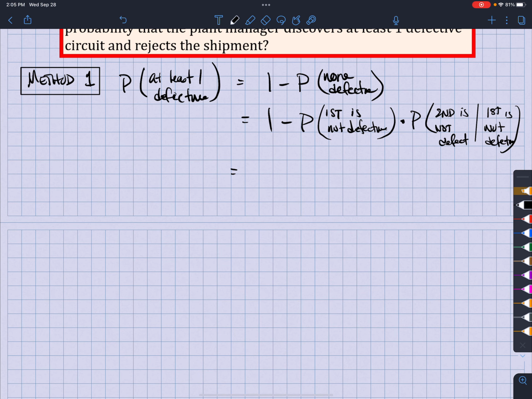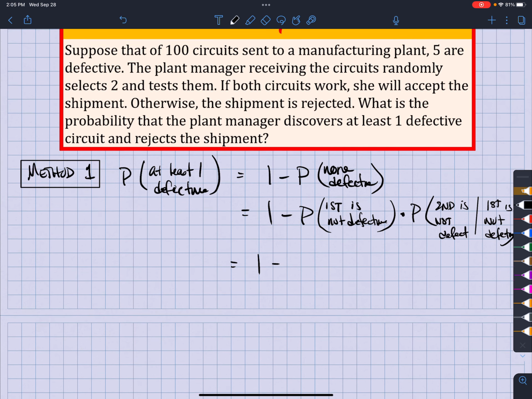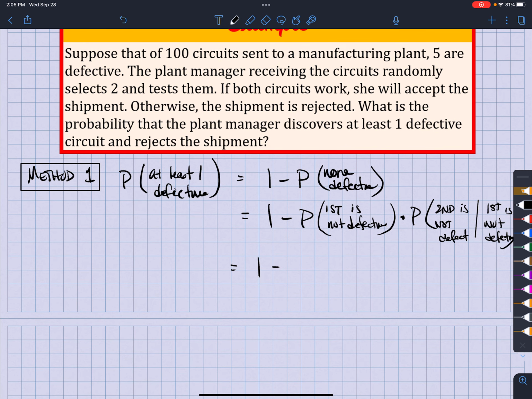So if that's the case, since the shipment is 100, there's 5 of them that are defective, right? What is the probability that the first one is not defective? So there's how many of them? There's 95 out of 100 of them that are not defective. All right? So the probability that the second one is not defective given that the first is not.